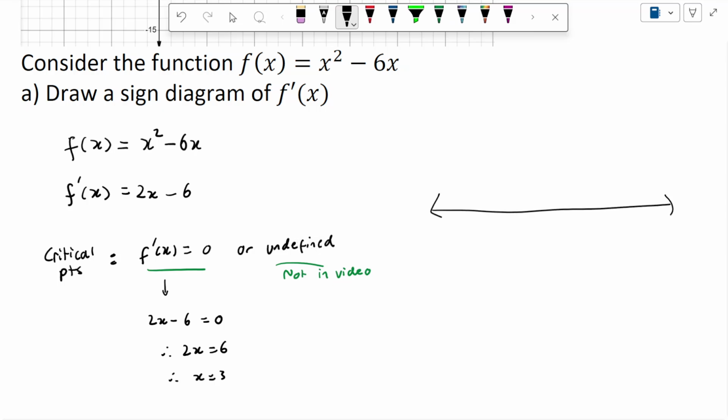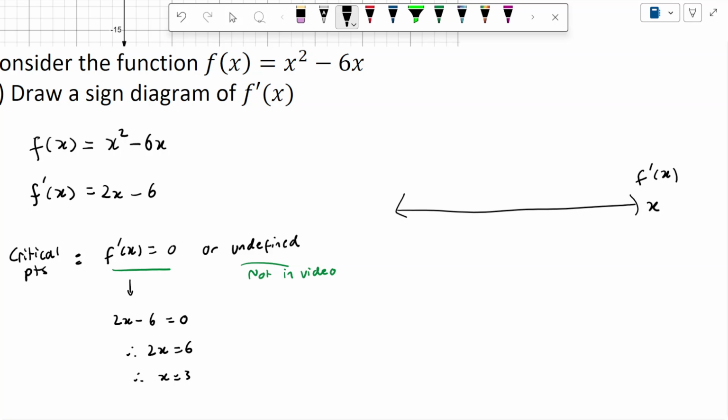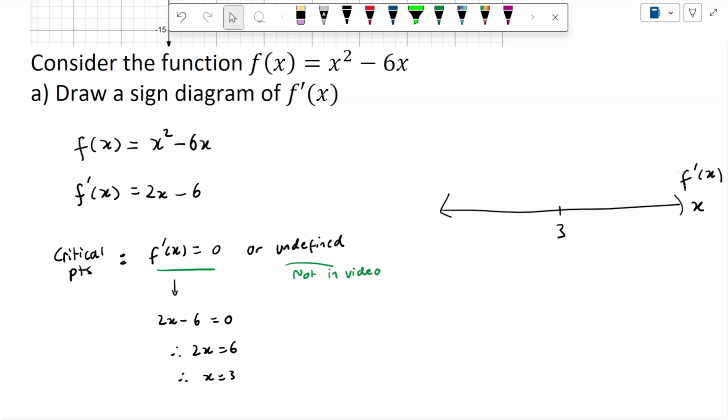Okay. Next step to making a sign diagram is we have to draw the sign diagram itself. So the sign diagram looks like this. You put x there and you put f dash of x there. Right now we're only going to do sign diagrams of f dash of x, but whatever you're drawing a sign diagram of, you put there. Okay, so we got to put this point x is 3 on there, and then we have to plug in some numbers to the left and the right of 3.